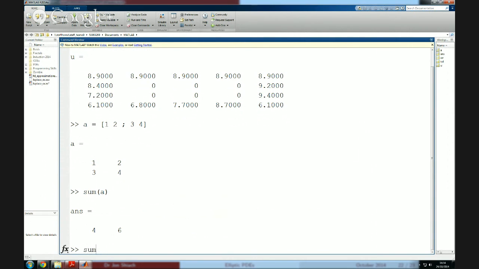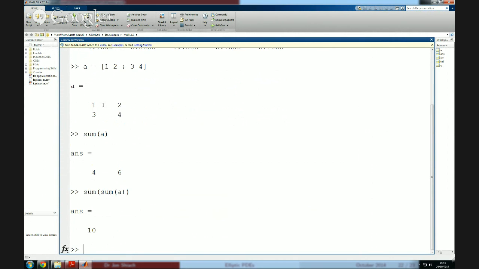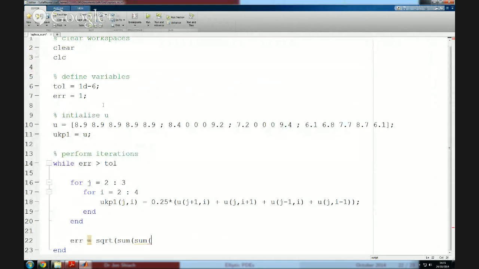If I do a sum of that sum, it will add the 4 and the 6 together, give me 10. Now 10 is 1 plus 2 plus 3 plus 4. So if I want to add up all of the elements in an array, that's what I do. So that's why I've got the double sum there. Now I need the difference between our improved estimate and our old estimate. And we've got to square that as well, haven't we? So if I square that, remember using the dot power, that's calculating our L2 norm.